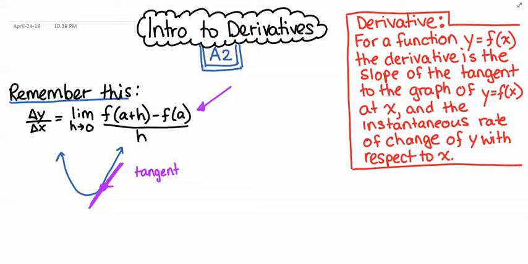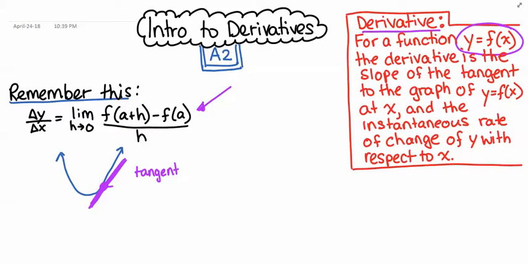So let's define what a derivative is. For a function y equals f of x, the derivative is the slope of the tangent to the graph of y equals f of x at x. So it's exactly what we said, it's just the slope of this line, and the instantaneous rate of change of y with respect to x. It's telling you your change in y over x.